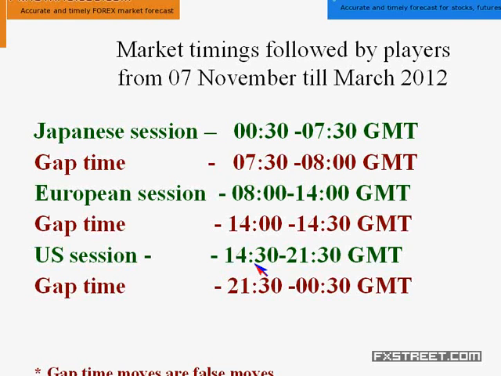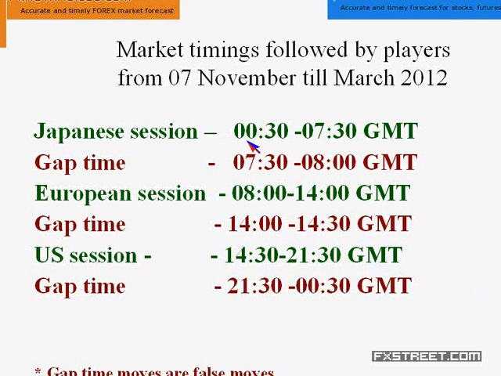Then 14:30 US session starts. So earlier it was 13:30 GMT. Now on it will be 14:30 GMT. So the end time will also get extended. It will be 21:30 GMT. From 21:30 to 0030 GMT next day, you will find the gap time before the start of the next day.